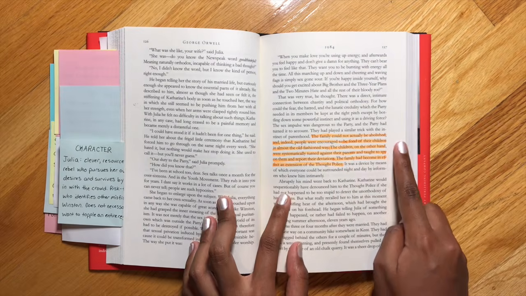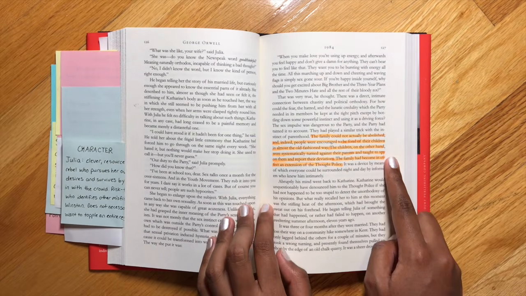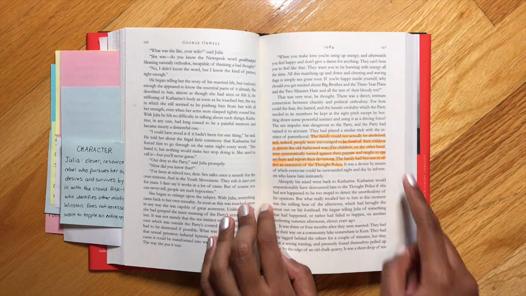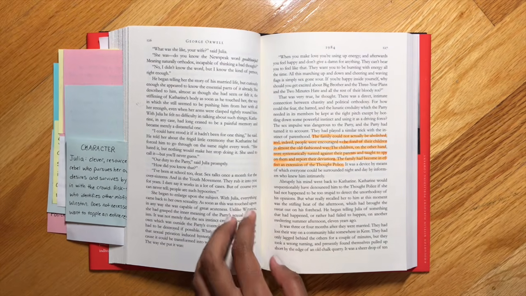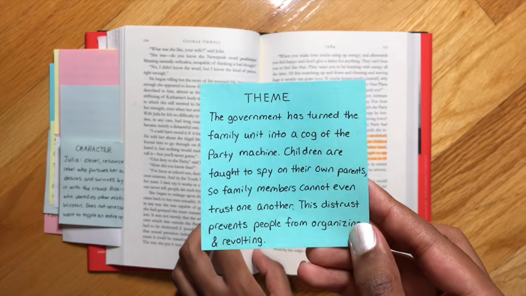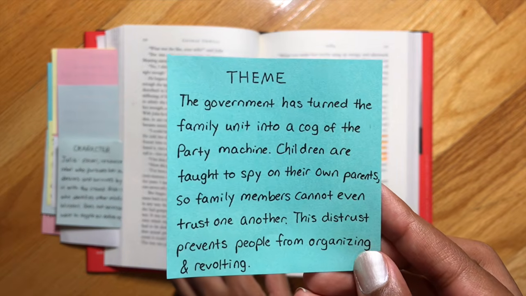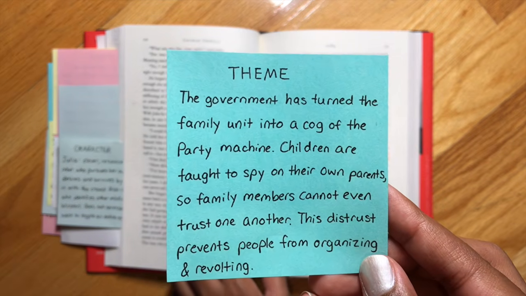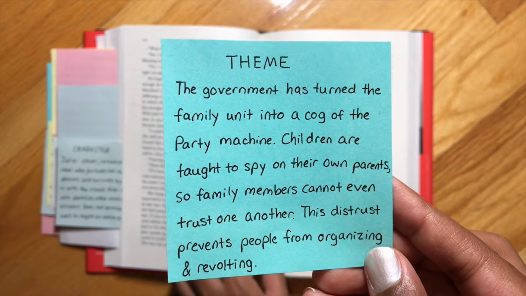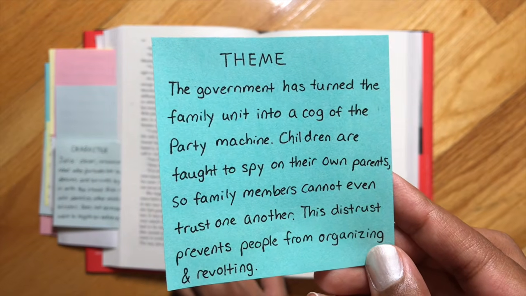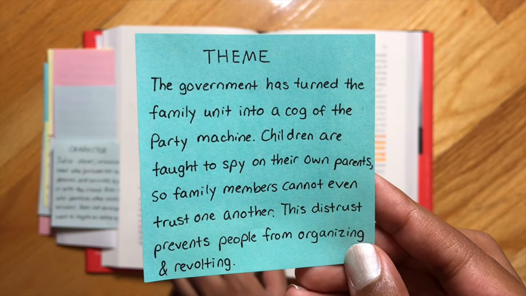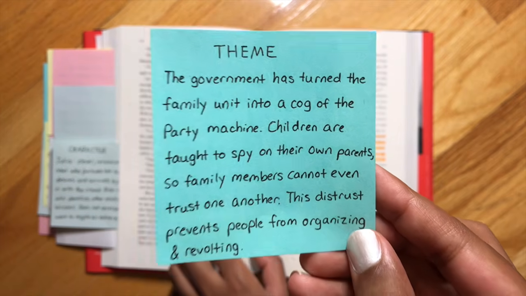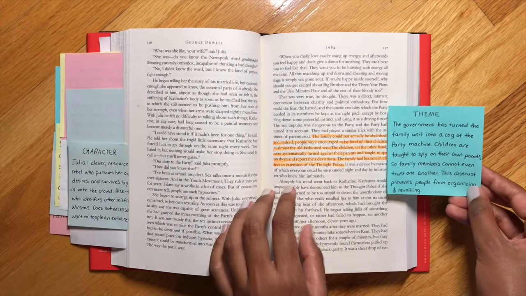In this passage, this is really important because the author is talking about how the family unit itself has become an extension of the government. So this is a theme in which the government has turned the family unit into a cog of the party machine. So kids are taught to spy on their own parents, so family members can't even trust one another. This distrust prevents people from organizing and revolting.